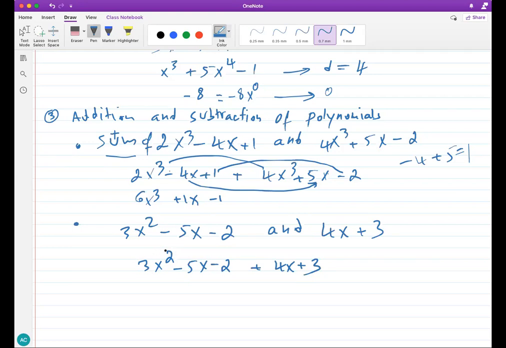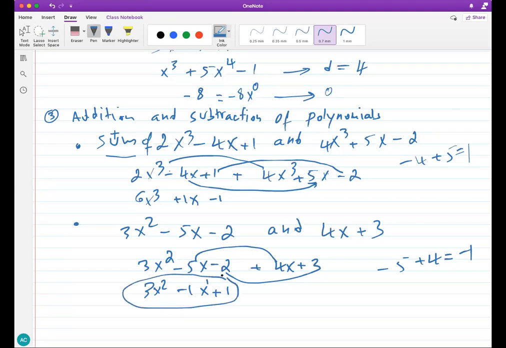Do we have a similar term to this one? No. Okay, because it has power 2, so just write it down. Then do we have a similar term to this one? Yes. And x, those are together, so we can say negative 5 plus 4. So negative 5 plus 4 is? Negative 1x. Okay, and then negative 2 plus 3. 1 plus 1. That's 1. Positive 1. That's right, and that's it. Okay, so these cannot be added. These are different powers because the power here is 2, the power is 1. So that's it. The answer is just this.